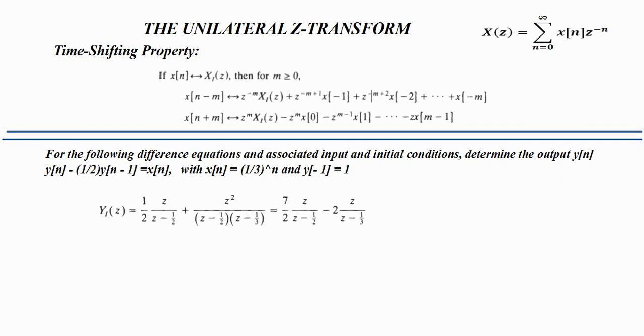Now I can find the inverse. So y of n can be written as 7 by 2 into 1 by 2 the whole raised to n, minus 2 into 1 by 3 the whole raised to n. But we cannot write it into u of n because here you can see that the signal exists at y of minus 1. So we can write that this equation is valid from n greater than or equal to minus 1 onwards.